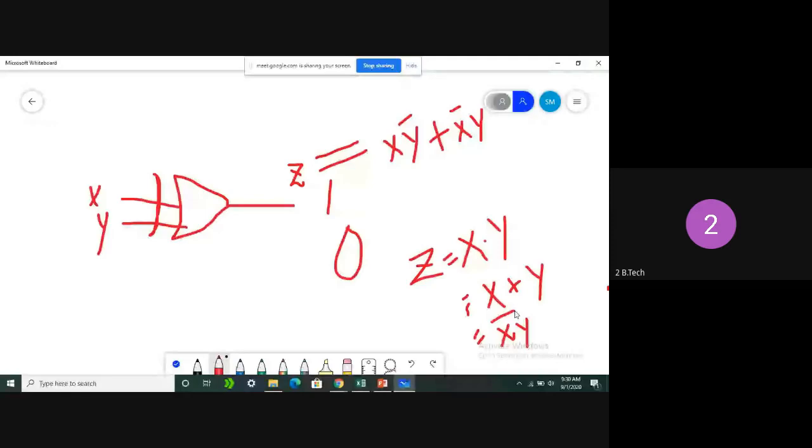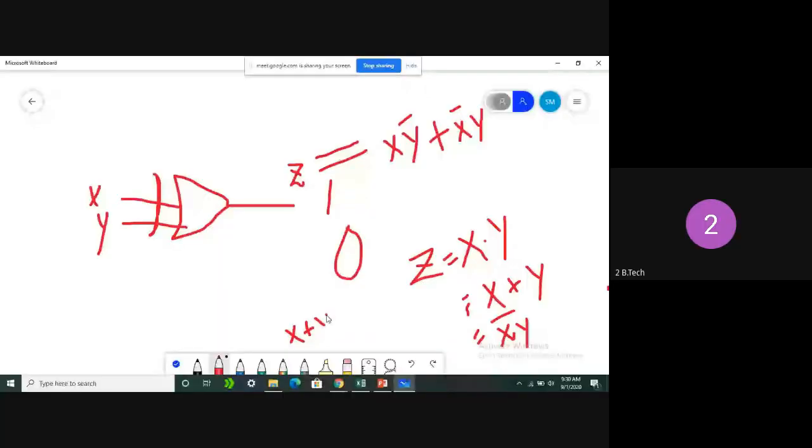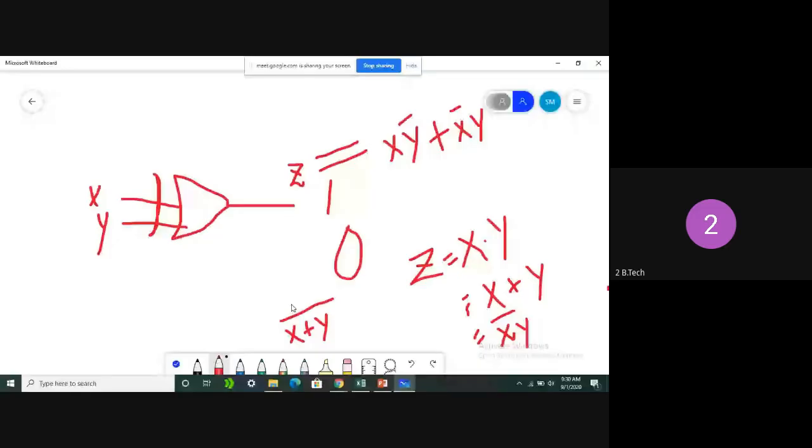In the NOR gate, what will be the combination? NOR, in the sense NOT plus OR. Very good. For OR it is X plus Y, and for NOT, in the sense X plus Y whole bar. So this is for the NOR gate. Similarly, how are inputs and output related in the exclusive OR gate? In the exclusive OR gate, this is the relation: X into Y bar plus X bar into Y.